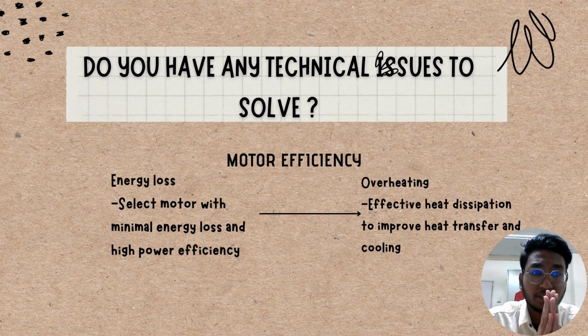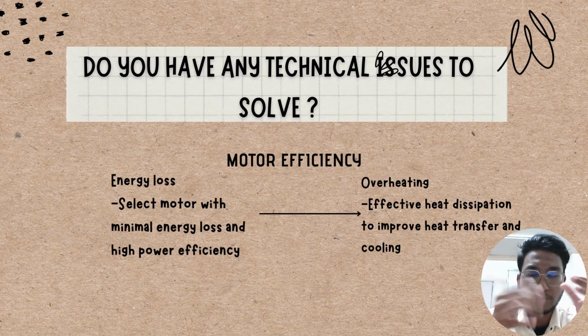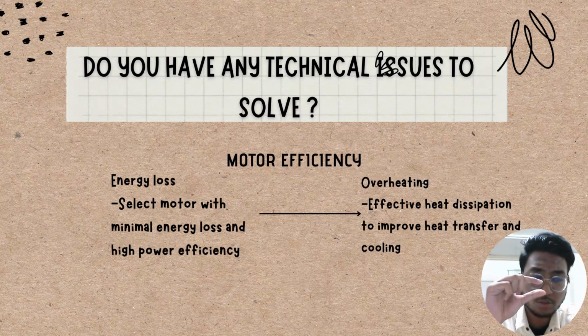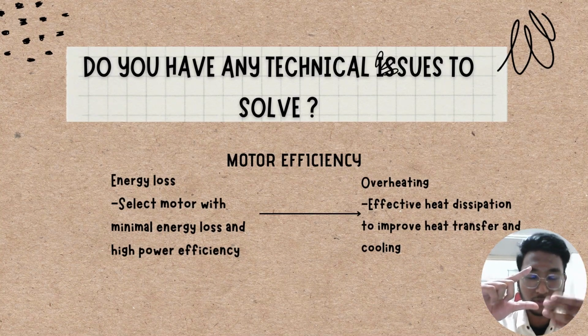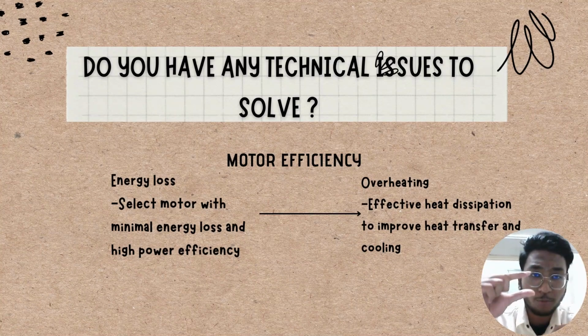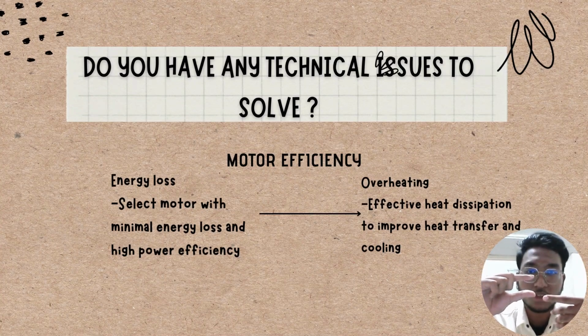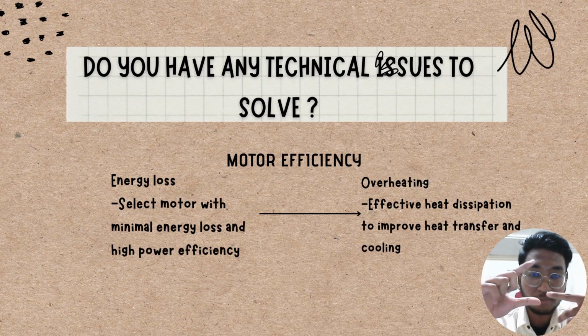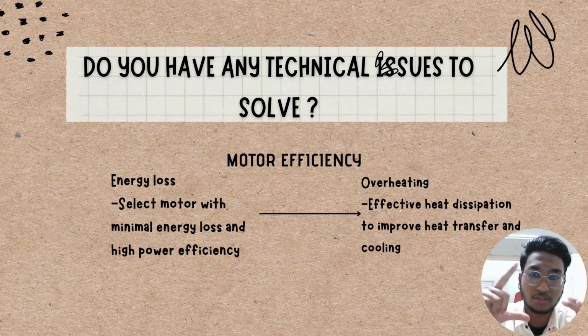This will make the motor more efficient in consuming power, where it won't consume too much power. For example, if it's using this much power but only delivers this much, this isn't an efficient motor. That's why we're selecting a motor with minimal energy loss. We're targeting the motor to be this much in energy loss, but high power efficiency, like this much power efficiency.